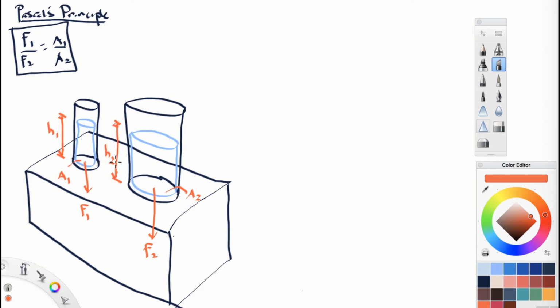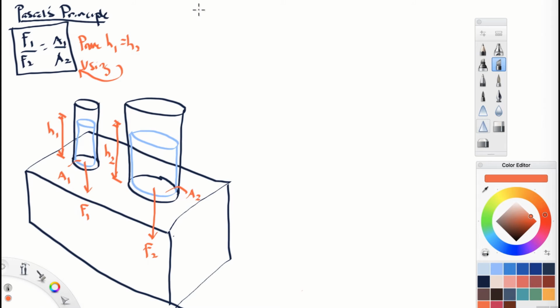And I'll just give away the secret here. What I'm going to do is demonstrate how Pascal's principle implies that height 1 is equal to height 2. In other words, when you pour liquid in here, the fluid on the left side rises to the same level as the fluid on the right side. In other words, I'm going to prove that H1 equals H2 using Pascal's principle. Okay, so how do we do that?